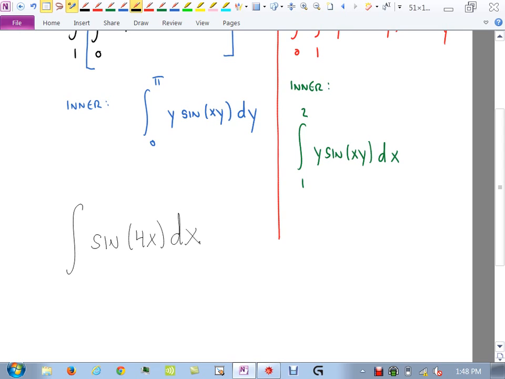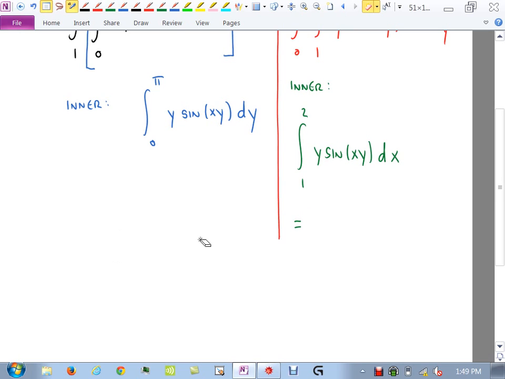That might be a trip up spot for you. How comfortable are you treating y as a constant here and finding the antiderivative of sine? But it's a lot better than the integration by parts that we would have had to have done. So let me bring this over here. This is going to be equal to.